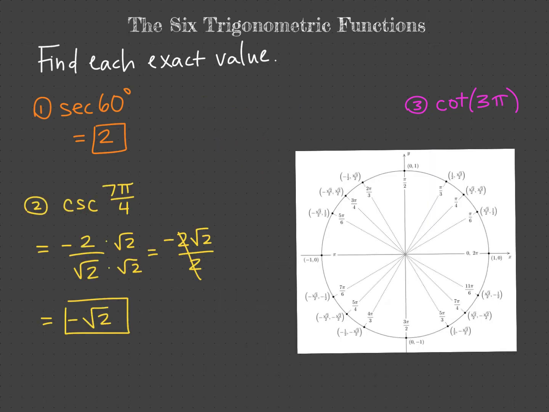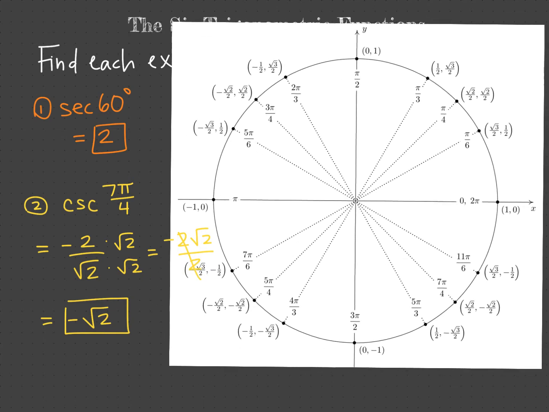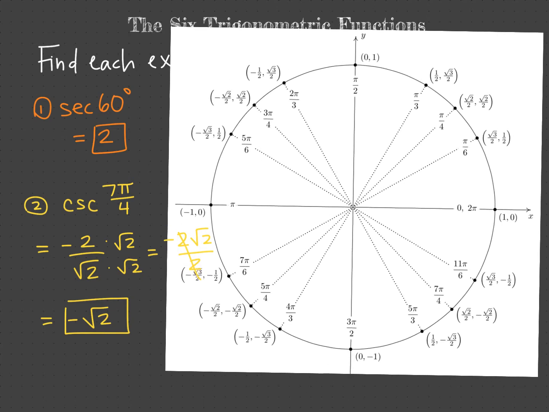In problem number 3, we want to find the cotangent of 3 pi. The cotangent is defined as the x-coordinate divided by the y-coordinate, or the cosine divided by the sine. Now, where is 3 pi? We know that if we go around our unit circle one time, that's 2 pi, then we need to go around an extra 1 pi to get to a total of 3 pi. So 3 pi is the same as just 1 pi. It's over here at 180 degrees. Our x-coordinate is negative 1 and our y-coordinate is 0.